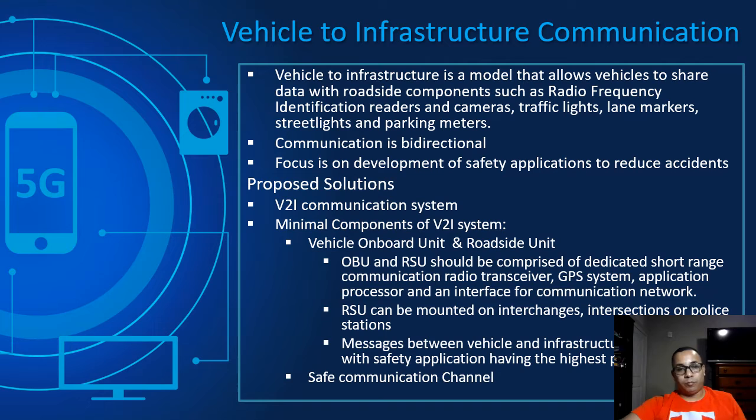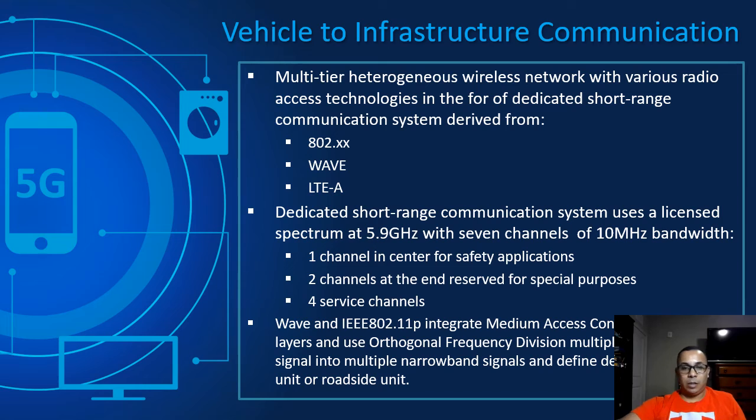Some of the proposed solutions based on a vehicle to infrastructure technology or systems is setting up a system consisting of several components. Onboard unit, which is a unit in the car, and roadside unit, and both of these can communicate and allow for safer roads.